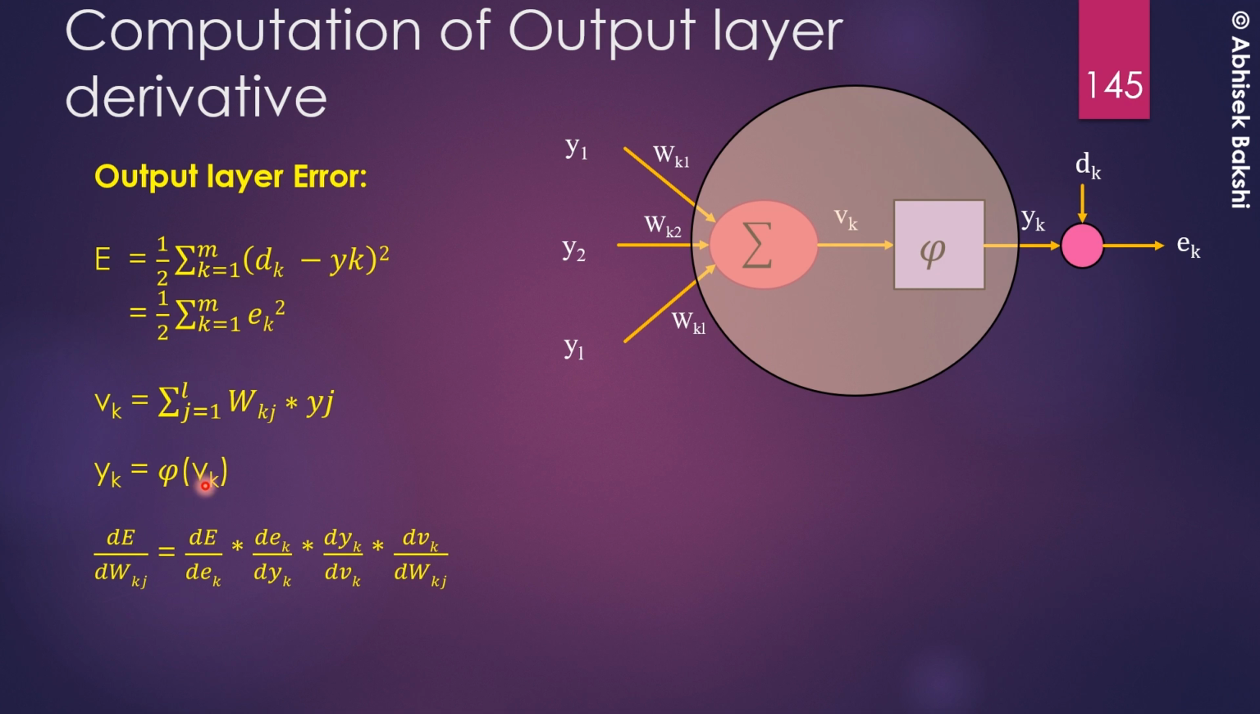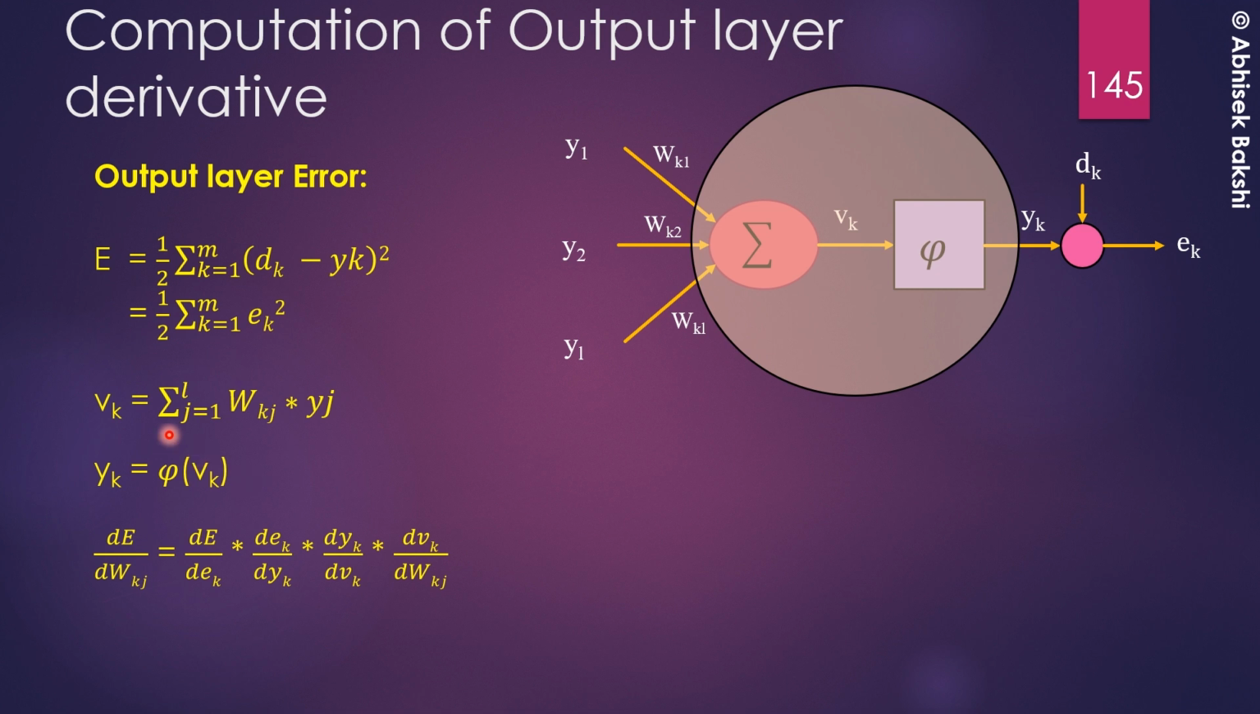So from here, by this set of cases, you can easily draw a chain rule, and that is what is drawn here. You see that derivative of error with respect to derivative of ek, derivative of ek with respect to derivative of yk, derivative of yk with respect to derivative of vk, and derivative of vk with respect to derivative of wkj, right?